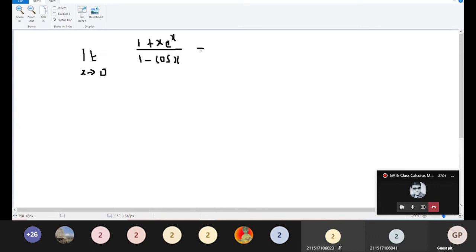So if we take the limit as x tends to 0 for the given function, the numerator will be 1, because 1 plus 0 into something is 1. The denominator will be 1 minus cos 0, and cos 0 is 1, so 1 minus 1 is 0. Anything by 0 is an indeterminate form, so we can apply L'Hospital rule.